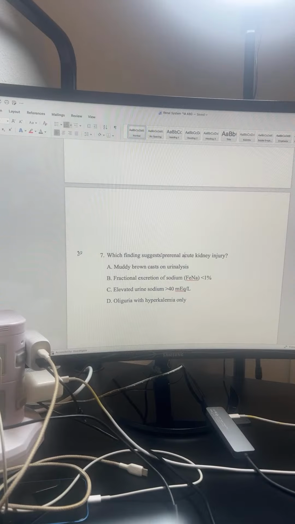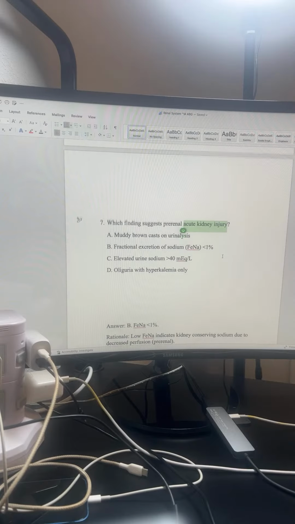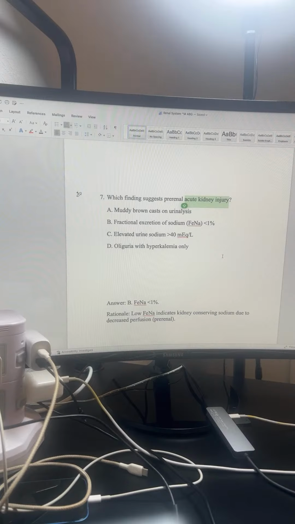See A, acute sudden onset. Let's see D, oliguria. Which finding suggests pre-renal acute kidney injury? A or D? I want to say D. All right, let's go down. Who had said B? Ruby had said B. A few persons had said A.